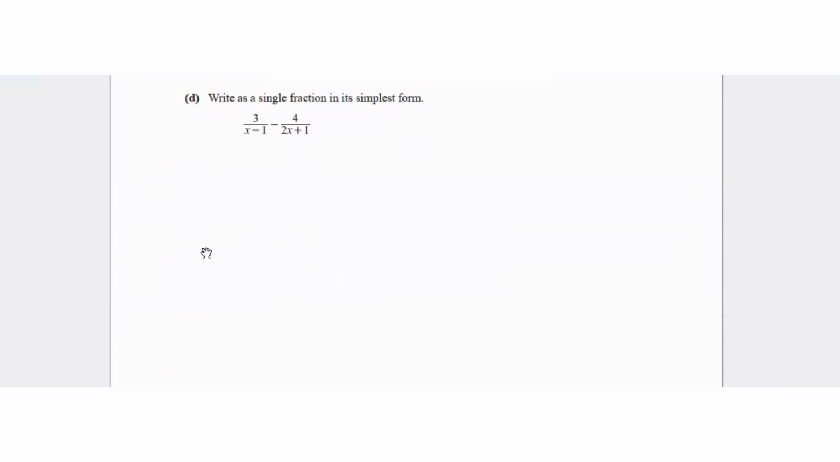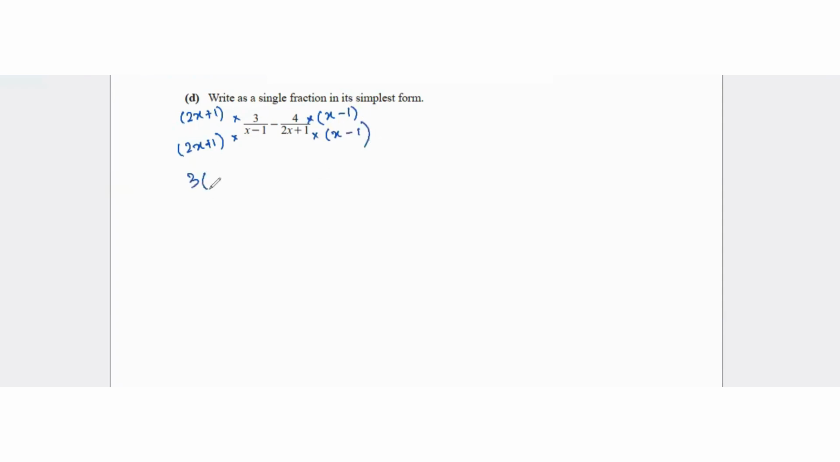Write as a single fraction in its simplest form. That means we'll multiply the first fraction by 2x plus 1, and we'll multiply the second fraction by x minus 1.